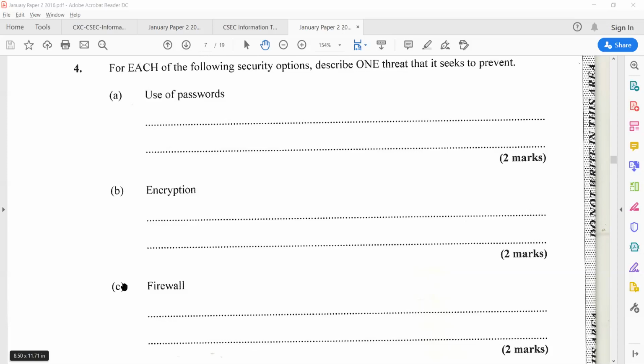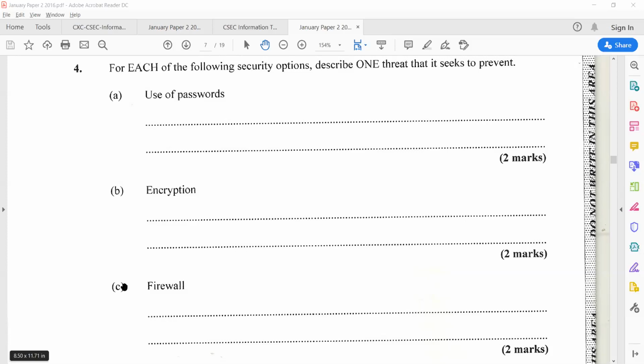Now, what threat could encryption be used to prevent? Electronic eavesdropping, right? That is using devices to monitor electronic communication between groups of persons, or persons that communicate together. Now, if you encrypt the data before sending it, then if someone eavesdrops on that conversation, they won't be able to understand. So that would be an answer for encryption.